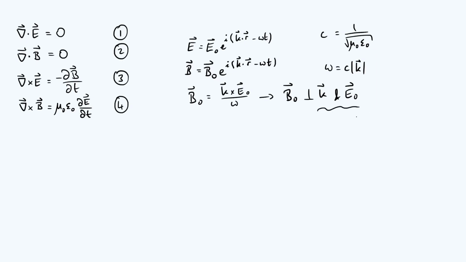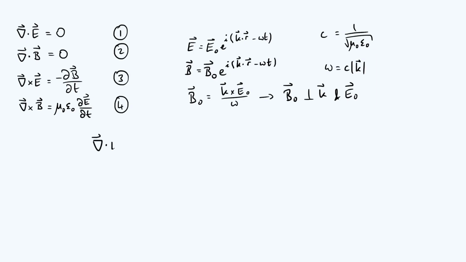Now, the missing piece really is that we haven't said anything about how k and E naught are related to each other. There is another constraint on the behavior of these waves, which comes from equation 1, the divergence of E having to be 0. Let's consider what the divergence of E actually is, given that we know E takes this plane wave form. Let's write it down here.